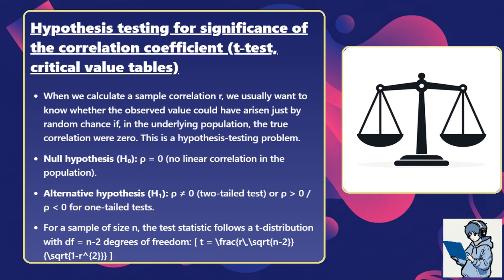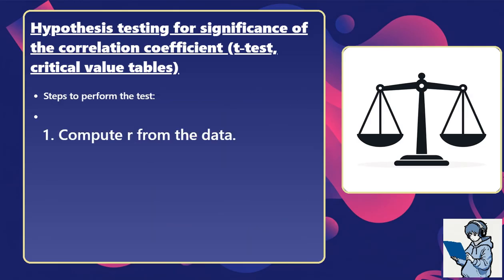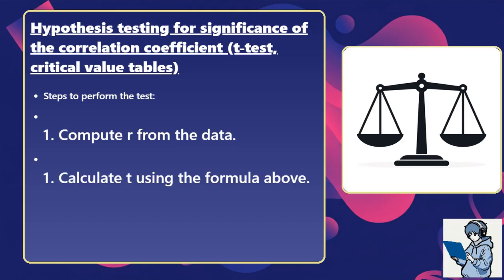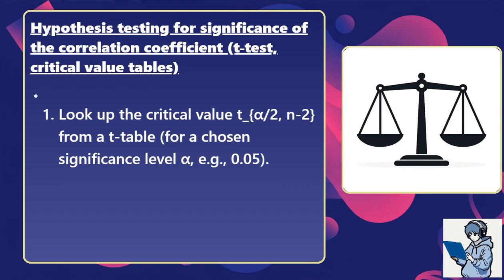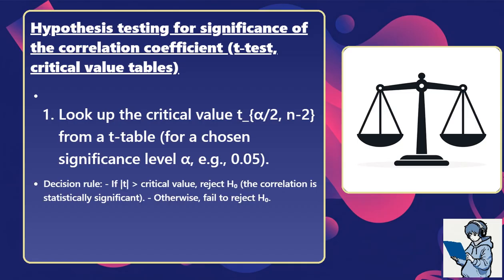For a sample of size n, the test statistic follows a t-distribution with degrees of freedom n-2. t equals r times the square root of n-2 divided by the square root of 1 minus r squared. The steps to perform the test. Compute r from the data. Calculate t using the formula above. Look up the critical value t alpha over 2, n-2 from a t-table for a chosen significance level alpha, for example 0.05. Decision rule: if the absolute value of t is greater than the critical value, reject H0. The correlation is statistically significant, otherwise fail to reject H0.